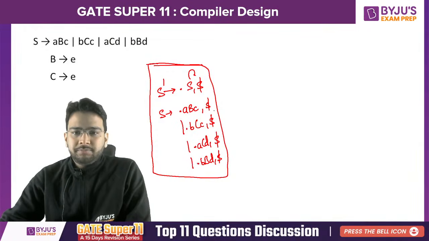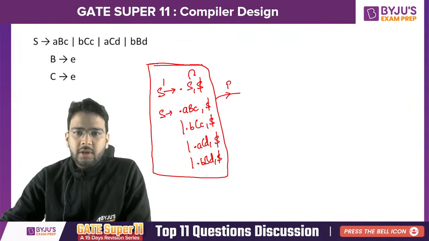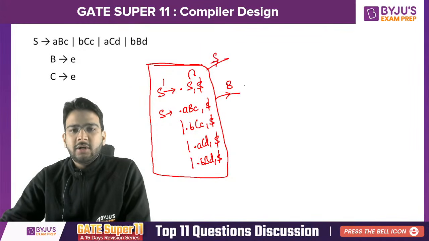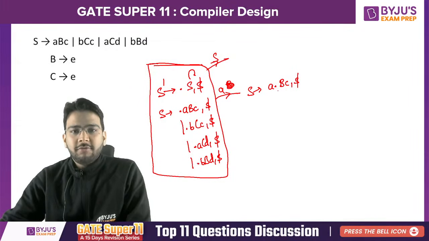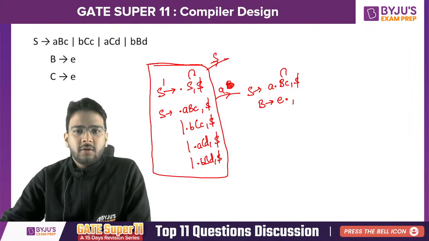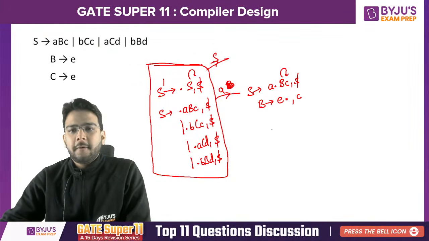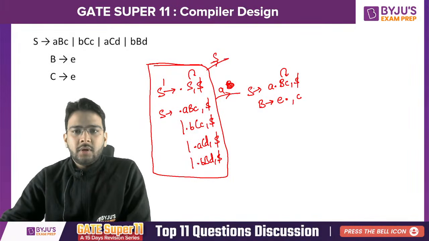Now here on B if we talk about, on S we know just one production will be there and we don't consider it as a reduce item. Now on A we are going to get this A dot BC comma dollar. Now we have to find the closure of B. So what will be the closure of B? That is going to be B derives E dot. And what will be the look ahead? Follow of B, that is C here. Clear so far? Now this is going to be one state.